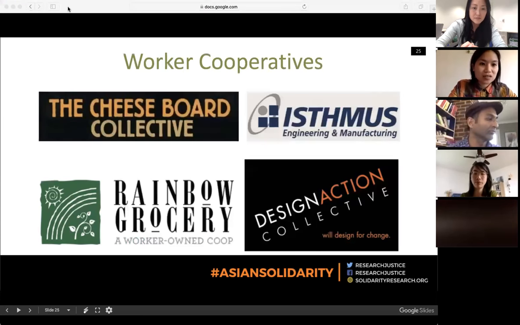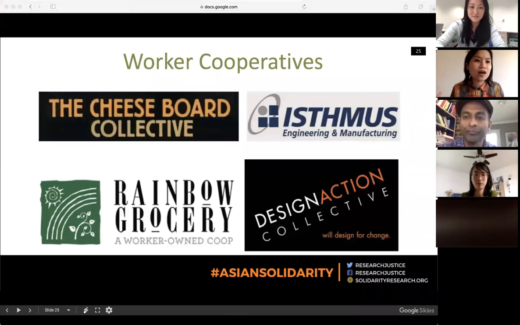And Design Action Collective is another cooperative that is made up of graphic designers and professional UX web designers, also based in the Bay. These worker cooperatives come out of what we think of as the worker cooperative movement within the past 50 years, which is kind of countercultural, primarily white, primarily middle class professionals who are using business as a way to create something different, to have a social purpose and a mission. But it's evolved since then. Next slide, please.